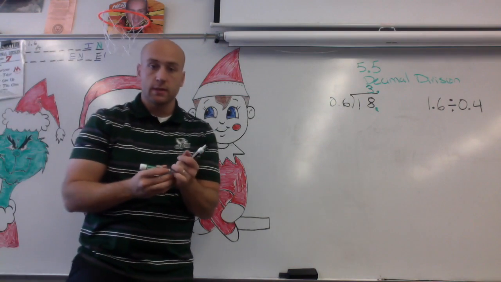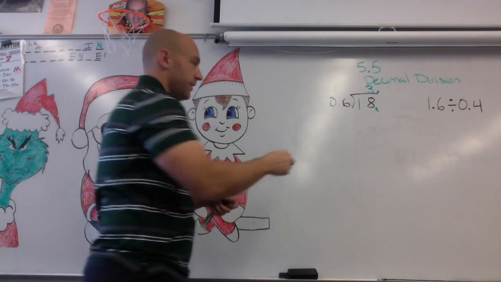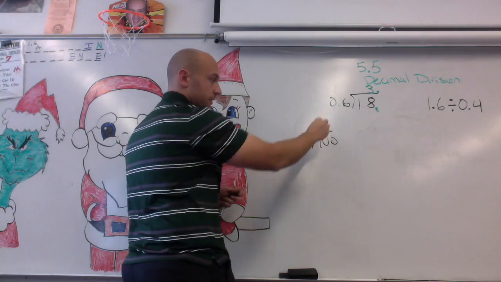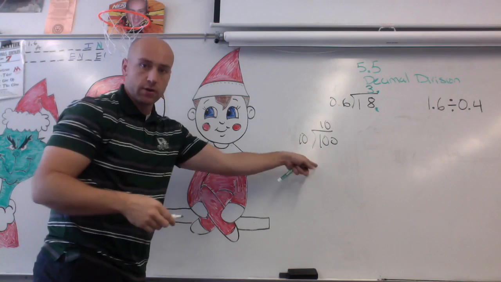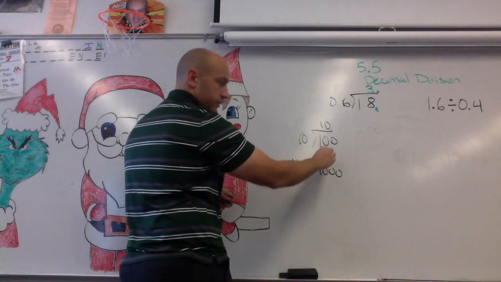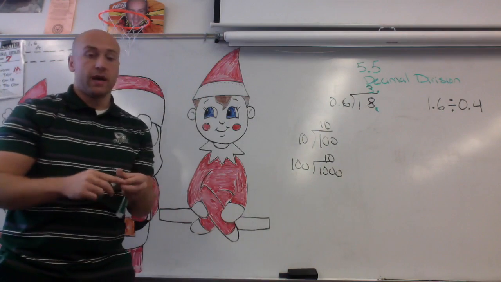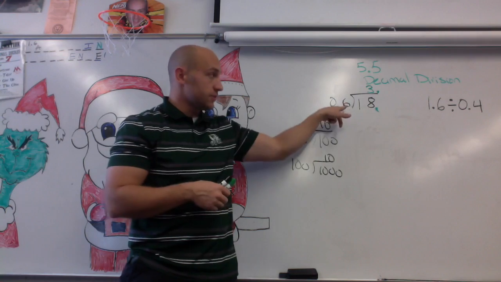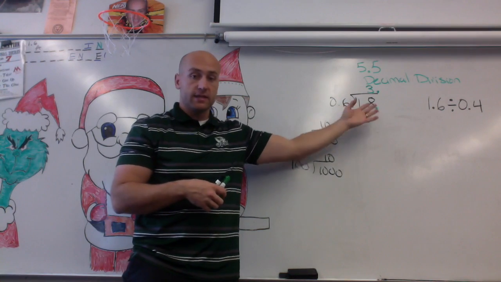Remember, this works because it's just like if you have 100 divided by 10. It's 10. Well, if we added a 0 to each number and we had 1,000 divided by 100, it would still be 10. Or if we had 10,000 divided by 1,000, it would still be 10. So all we're doing is multiplying by 10, and it still gives you the same answer.